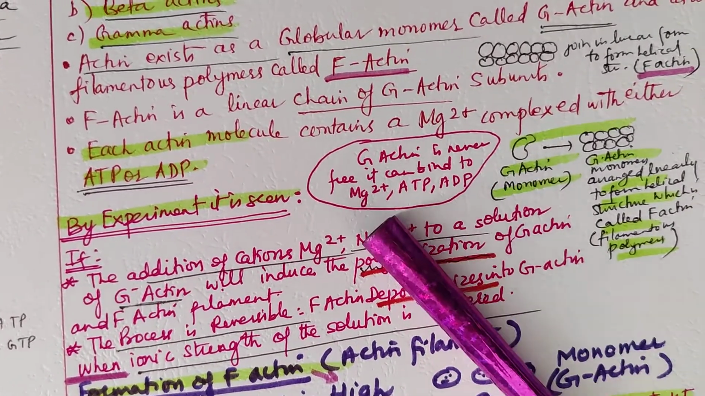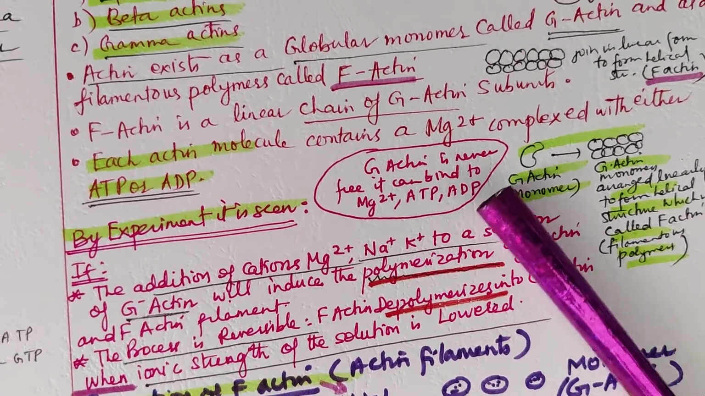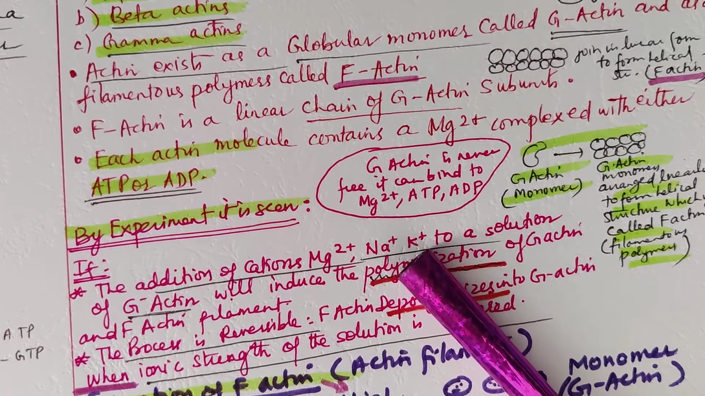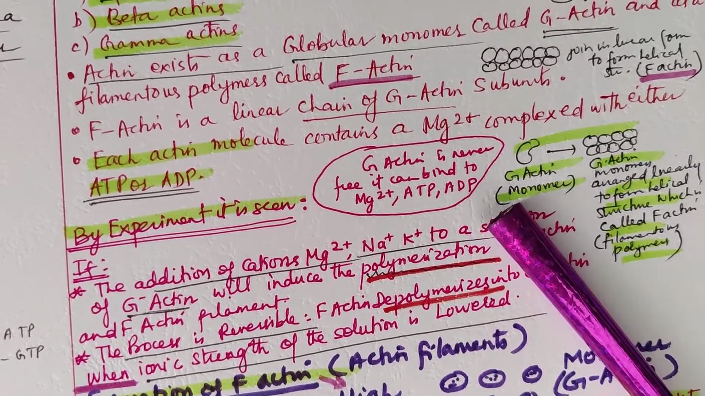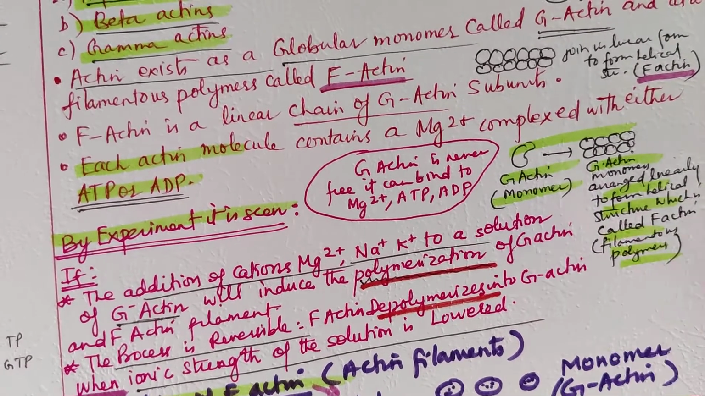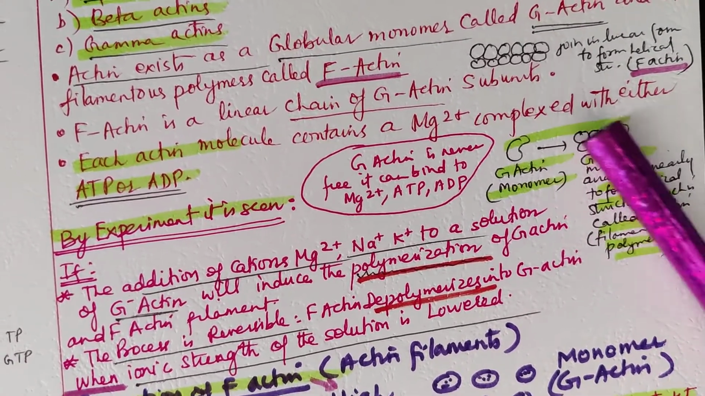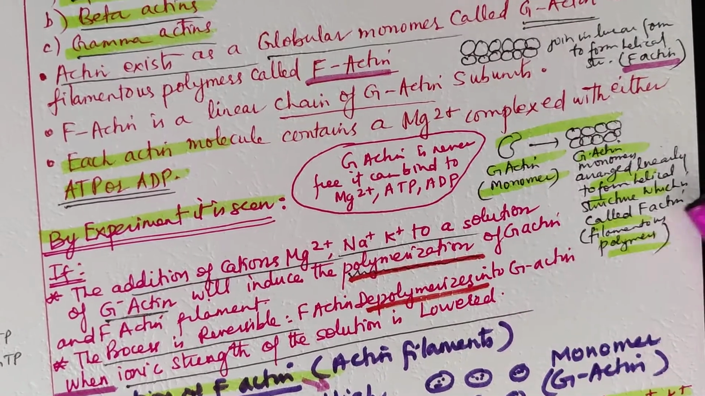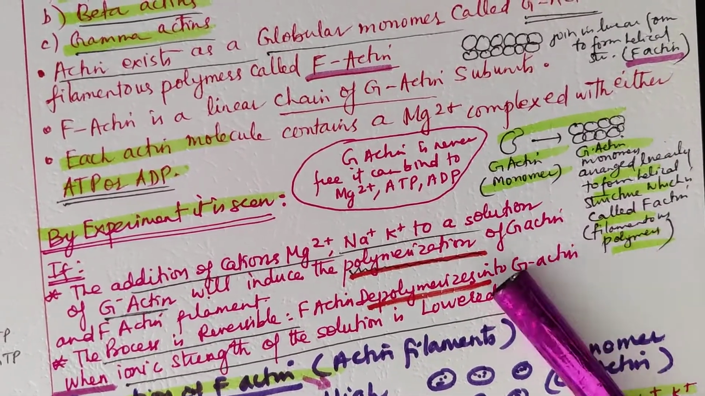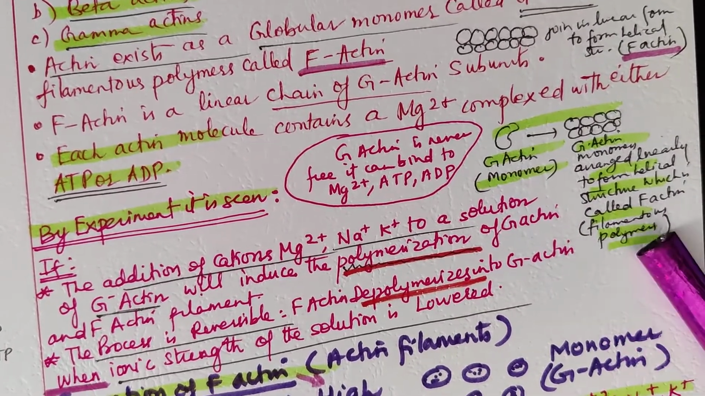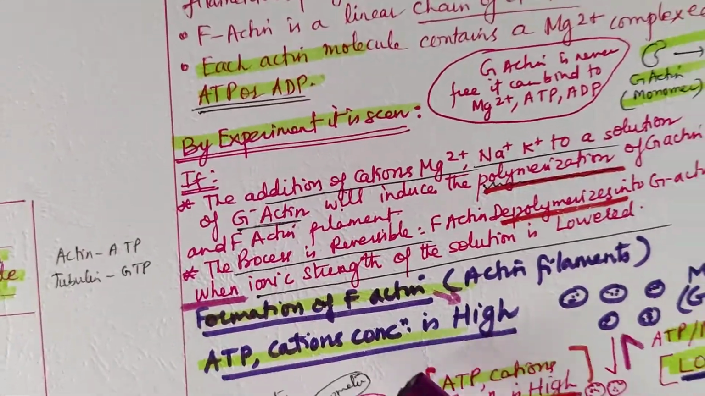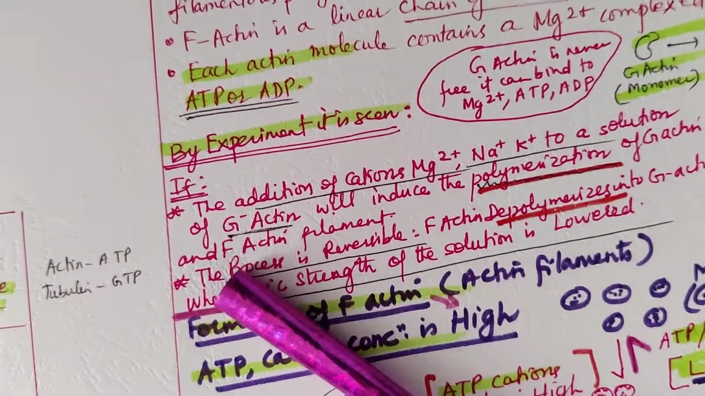Here this circle is showing G-actin is never free. It can bind to magnesium 2+, ATP and ADP, as I discussed here on the top. When a number of G-actin monomers combine, they are arranged linearly to form a helical structure, which is called F-actin, a filamentous polymer. That is why F-actin is called polymerized from the actins.